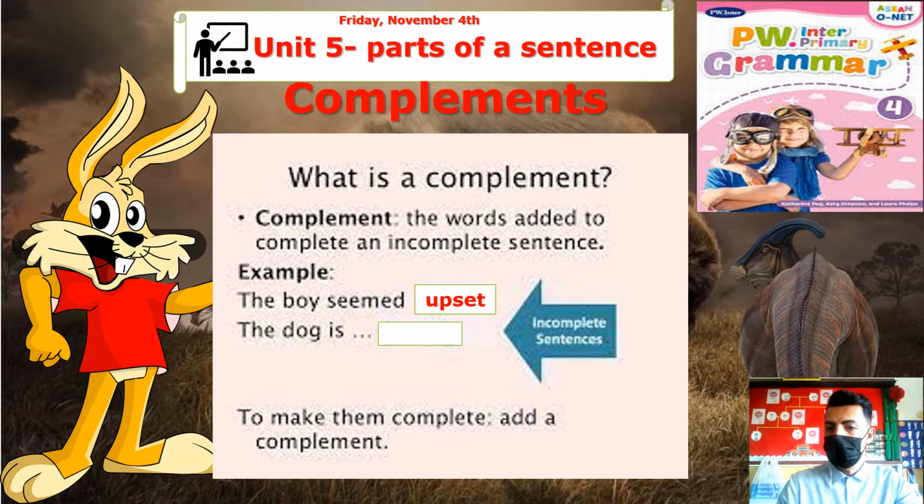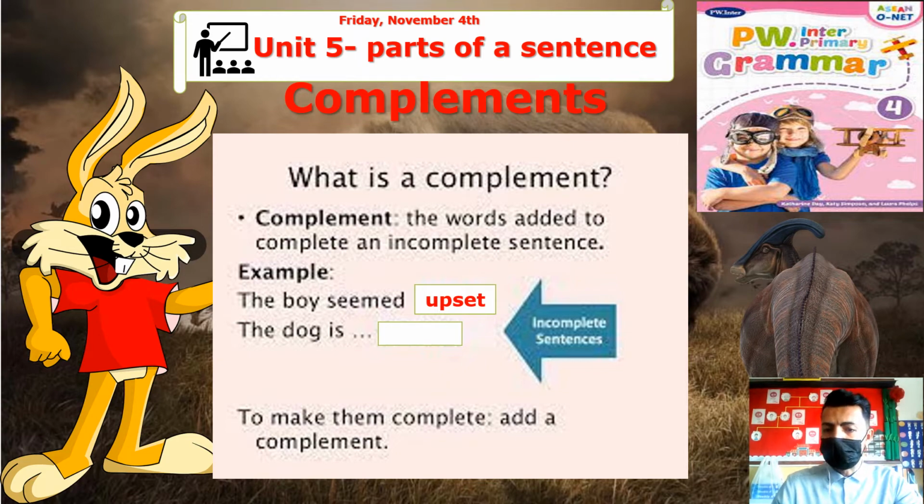Remember, complements cannot be the object. Complements cannot be the verb. Complements cannot be the adverb. It's either a noun or an adjective. The boy seemed upset. Upset is an adjective, it describes the boy.